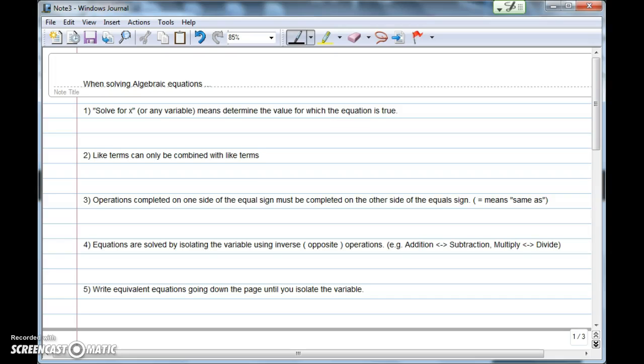Hi, we're going to try a few more complicated equations here, trying to solve for x. So once again, we want to find out the value of x which makes the equation true. We still want to follow the same principles. Like terms can only be combined with like terms. Operations completed on one side of the equal sign must be completed on the other side to make sure that the equal sign still means the same as.